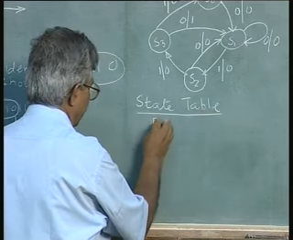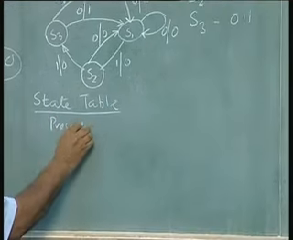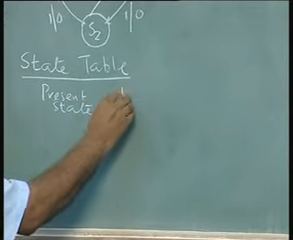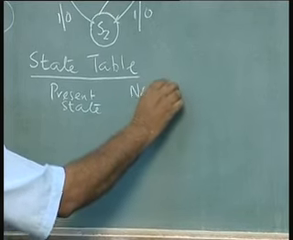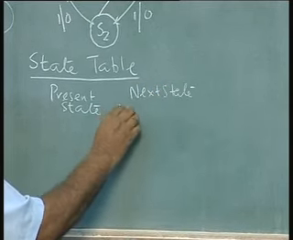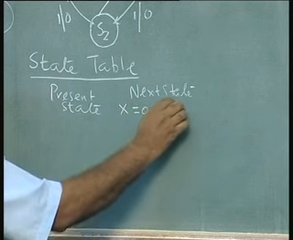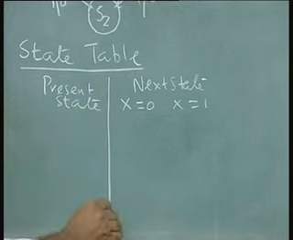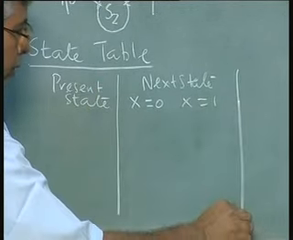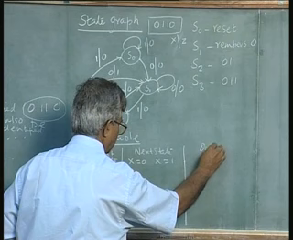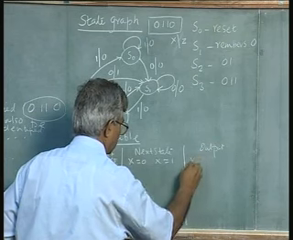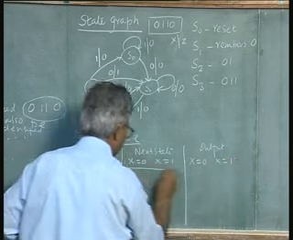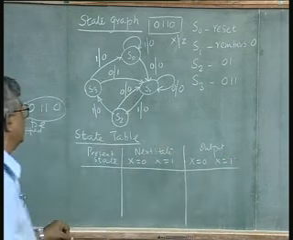What is the present state in which the circuit is? What will happen to the circuit, the next state, if the input is 0 and if the input is 1? And what will be the output in each case? That can be written now from this state graph.